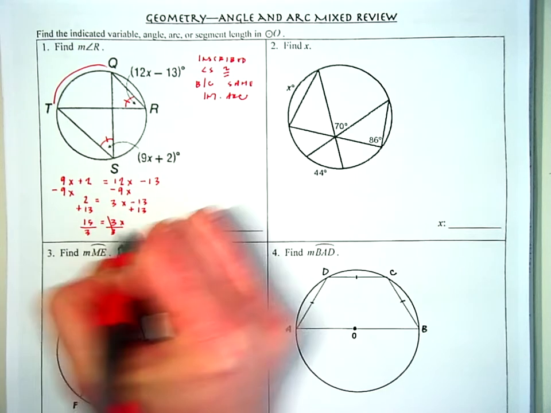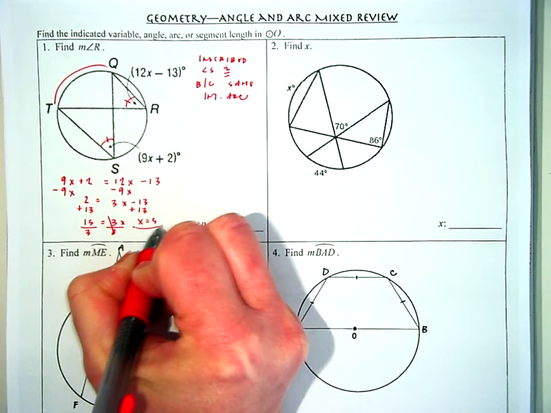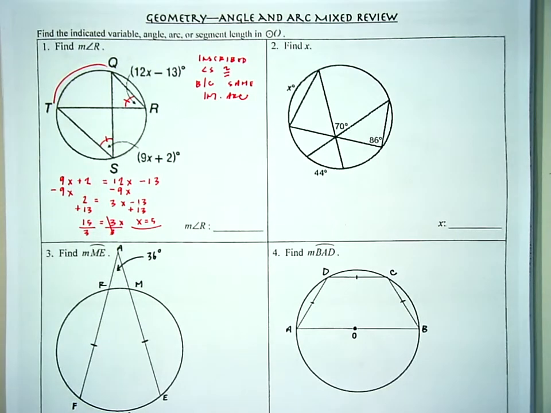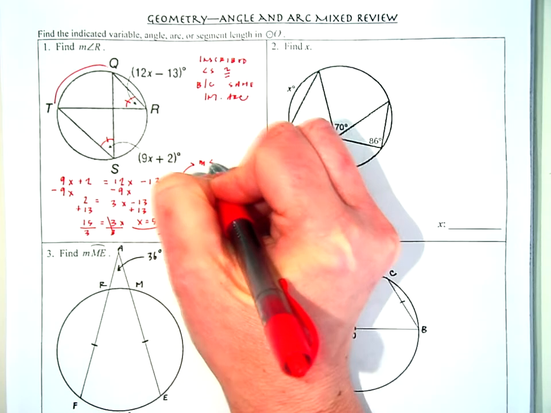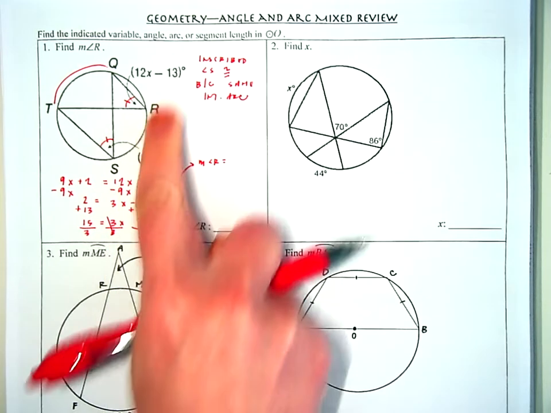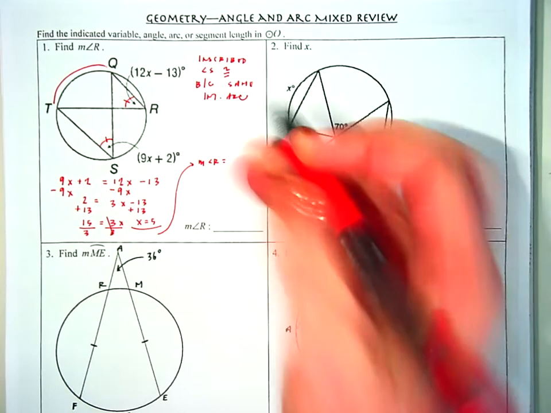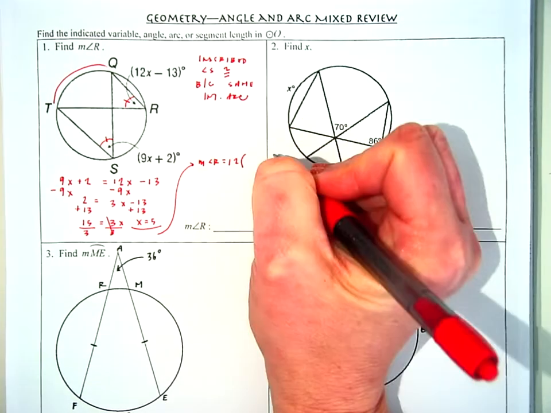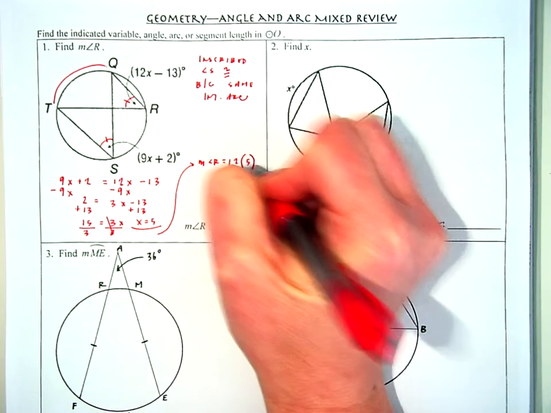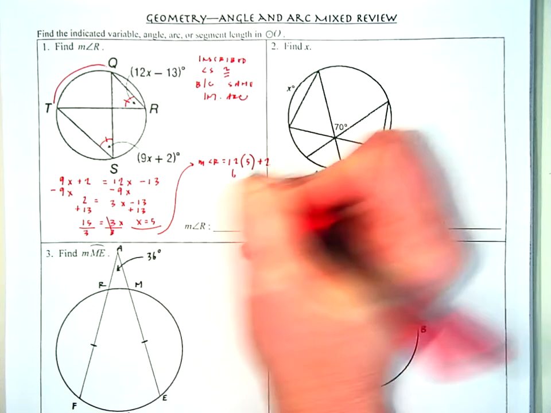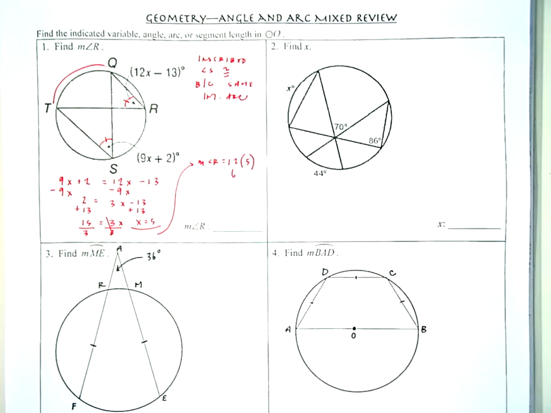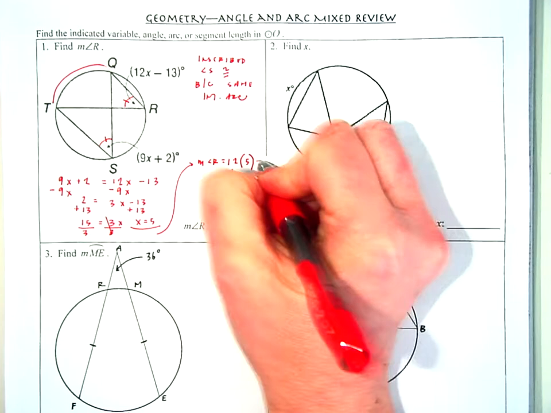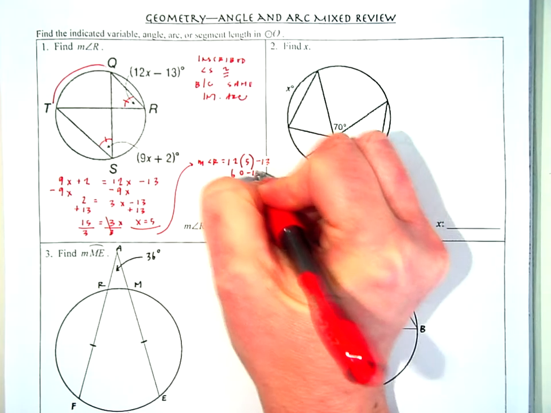So x equals 5. Okay, but that's not what the question's asking for, right? It's not asking for x. It's asking for the measure of R. So let's go ahead and plug in. The measure of R would be 12 times x, which is 5. Just solve for that. And then plus 2, so I get 60. Oh, I just wrote that wrong. Not plus 2. Minus 13. All right, so 12 times 5 minus 13. So I have 60, take away 13, and I get 47.